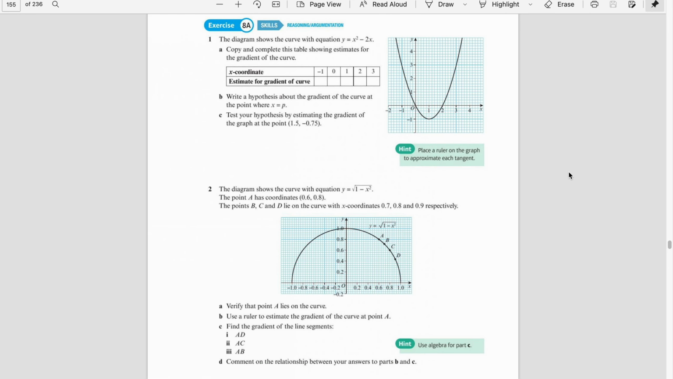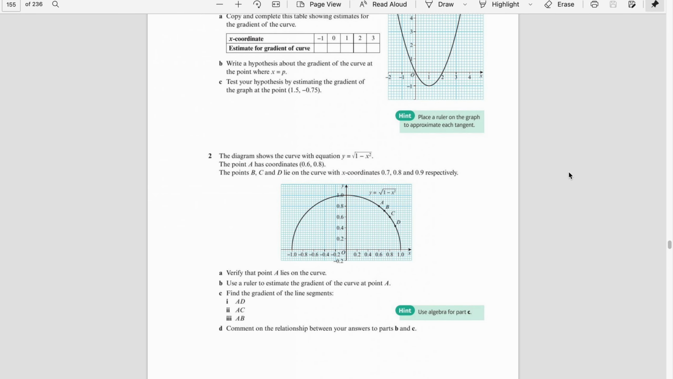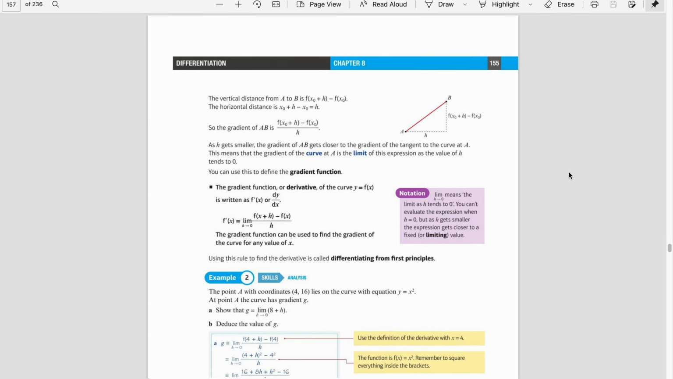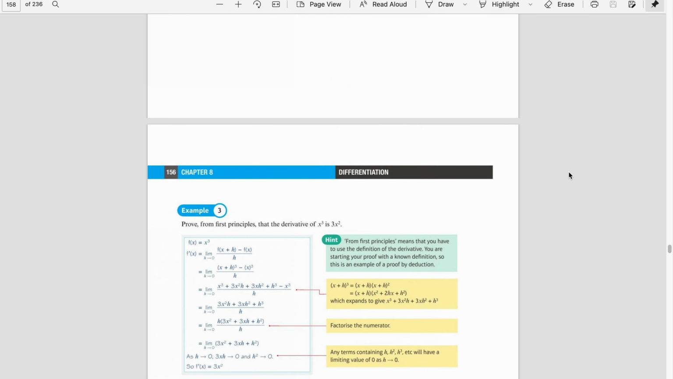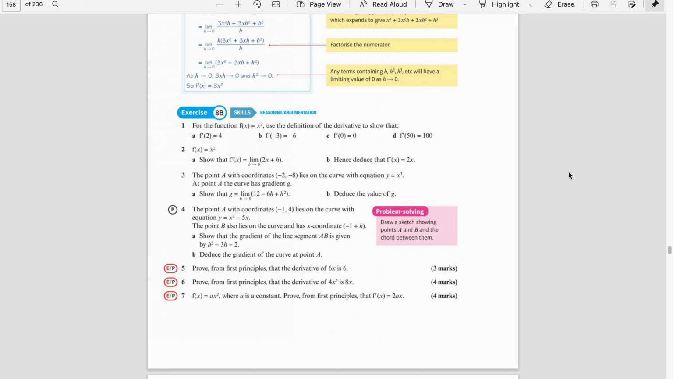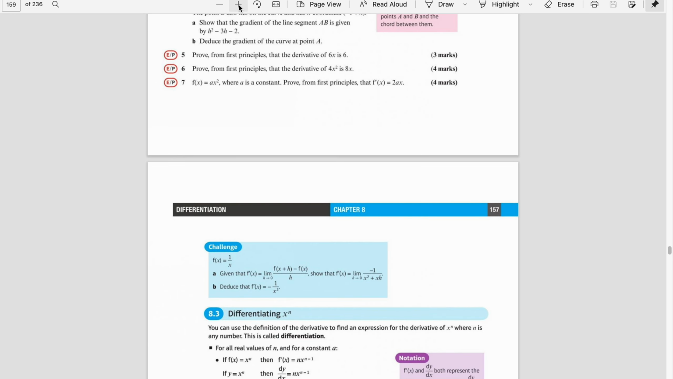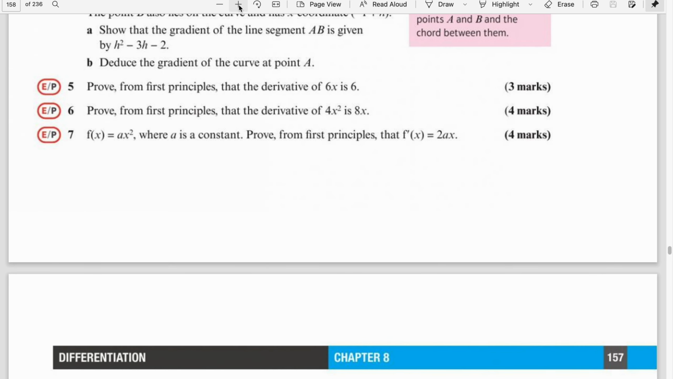In differentiation, mostly the questions in the book and exam style questions are mostly similar. Okay, so there are a few. Prove from the first principles that the derivative of 6x is 6.